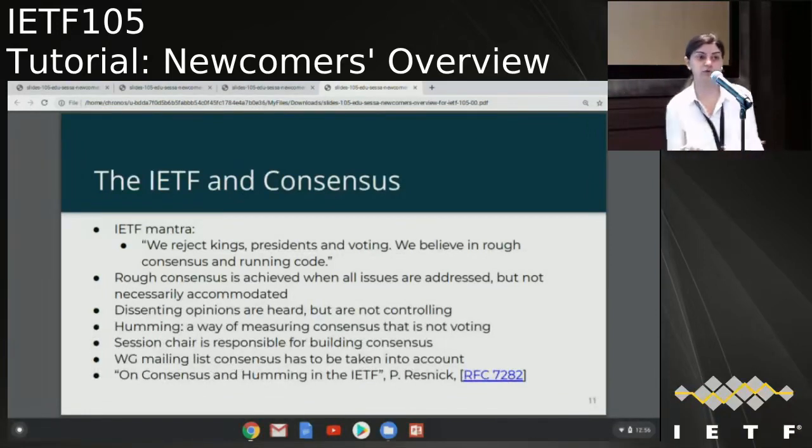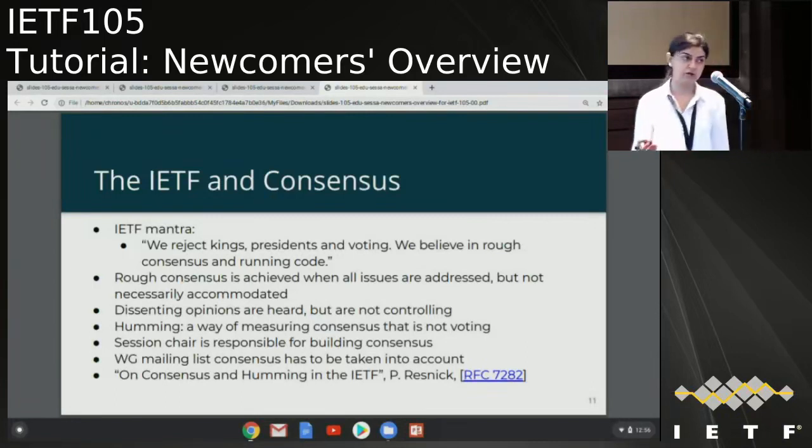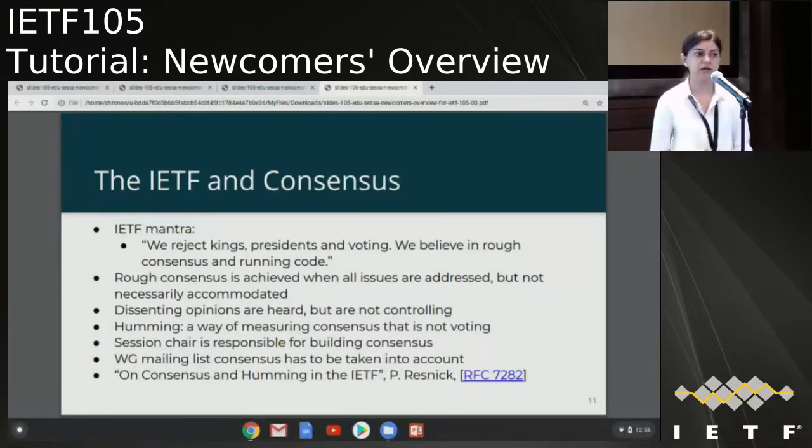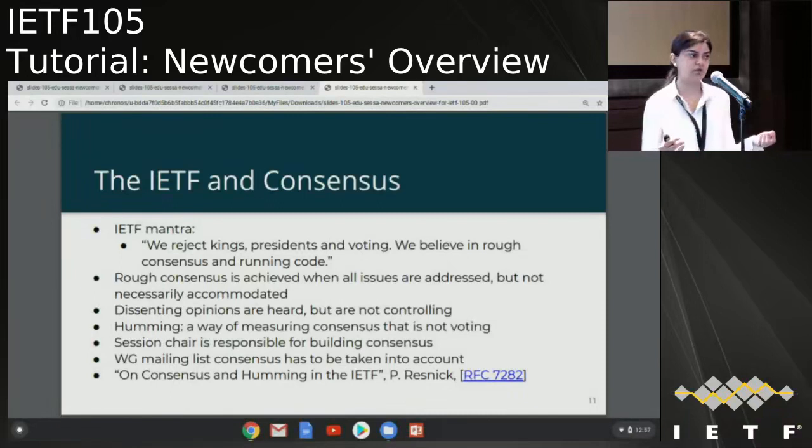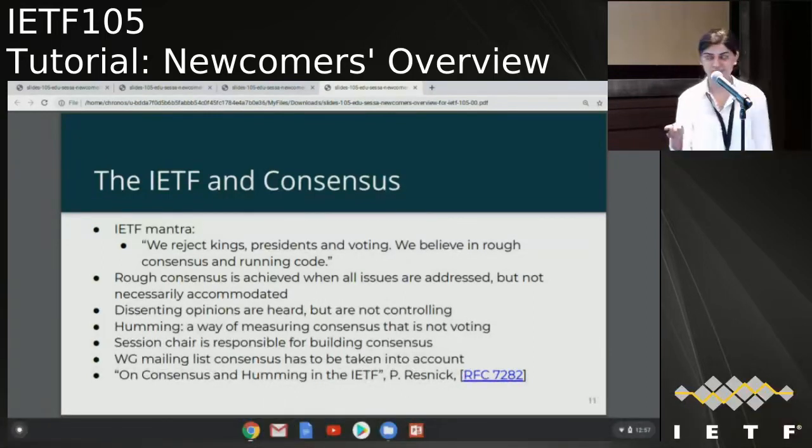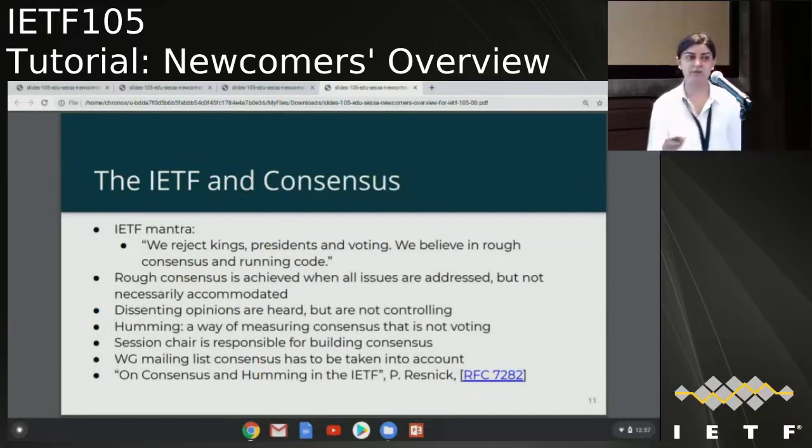As I said, voting is one option, but that doesn't really resonate well with the mantra of IETF and the people here. So whenever in a working group session the working group chair wants to know the temperature of the room on a certain topic, or how many people agree or disagree, instead of a show of hands or a voting process, they ask people in the room to hum for or against a topic.